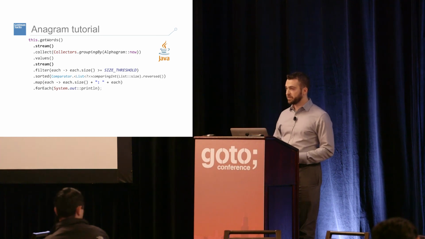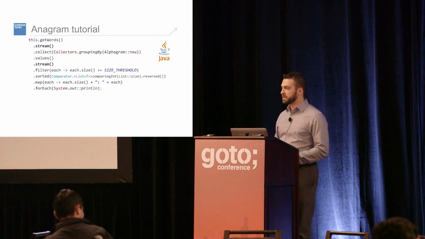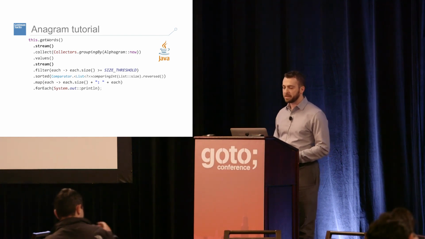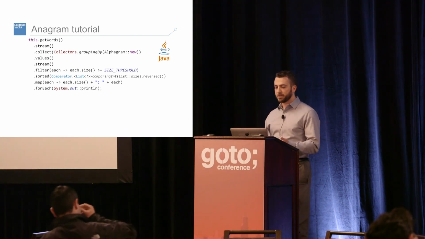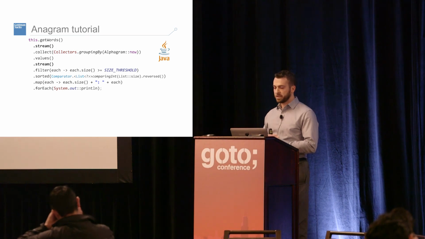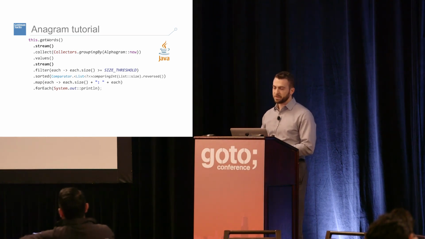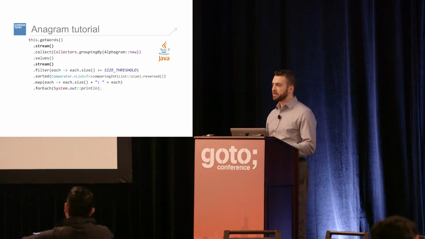So now to continue fluently calling more methods, you have to call stream a second time to get back into the stream API. And then we can do the rest of the algorithm. We filter, we call sorted, and the interesting thing here with sorted is we're using one of the new comparator methods to use a primitive comparator, so no autoboxing there.